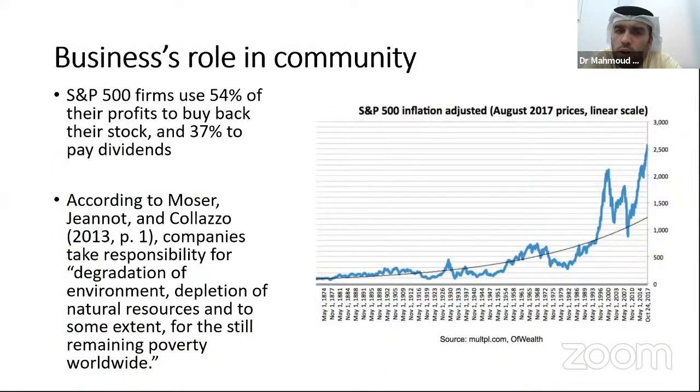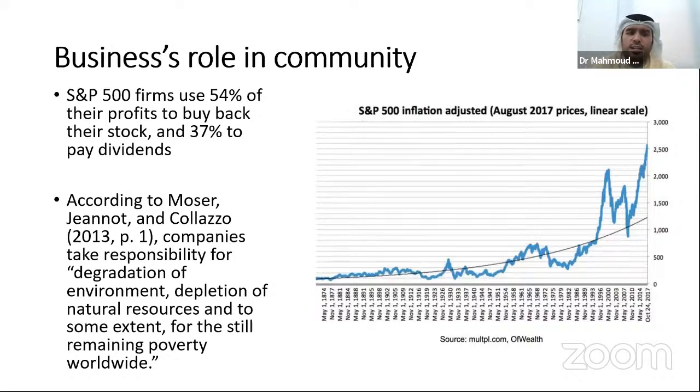If we look at the business role in communities, there is a lot of evidence that shows that businesses have always focused on the financial and economic side. If you look at the S&P 500 firms, they use 54% of their profits to buy back their stocks and 37% to pay dividends, but less has been left for society and community. So we see that the way businesses are running now is not actually catering for communities and society. Actually, it's society and countries that have to bail out businesses most of the time, and from taxation you have to pay for them to survive.